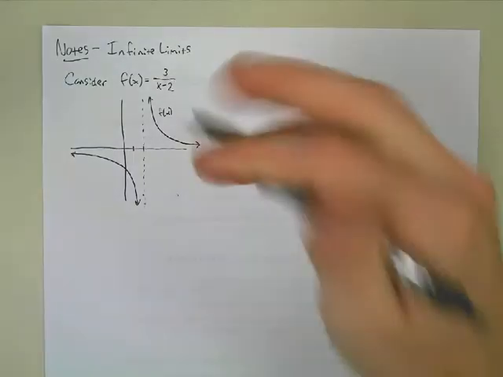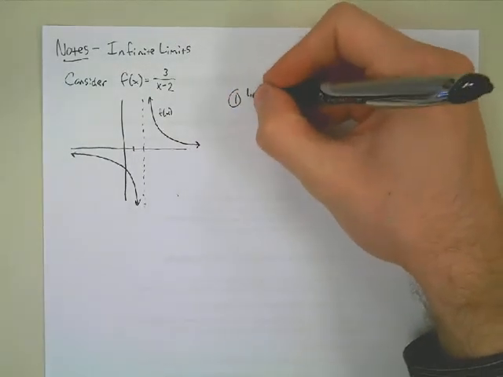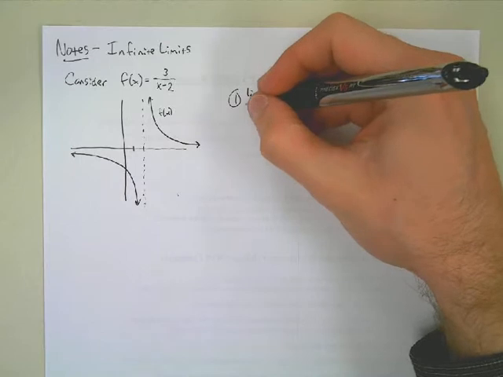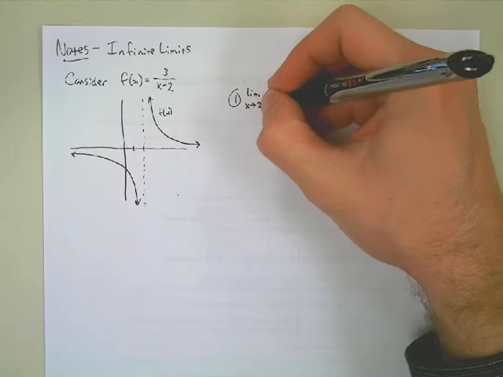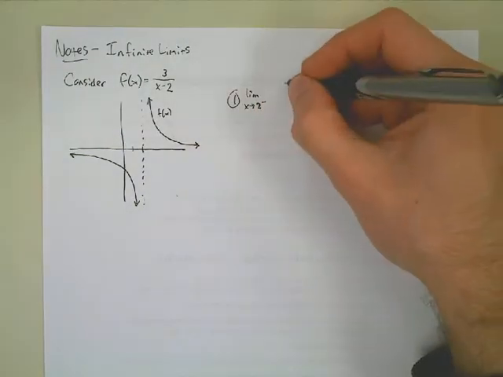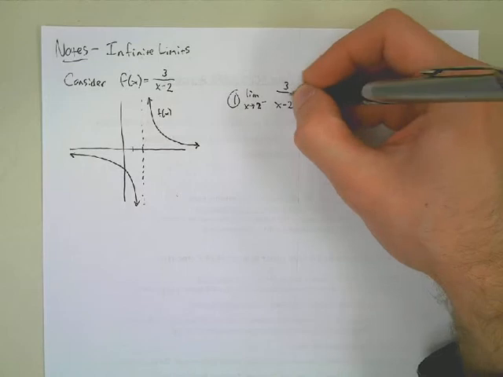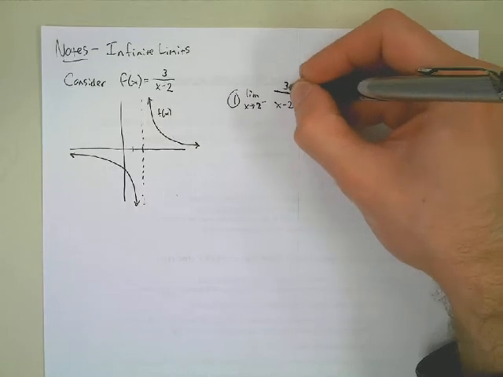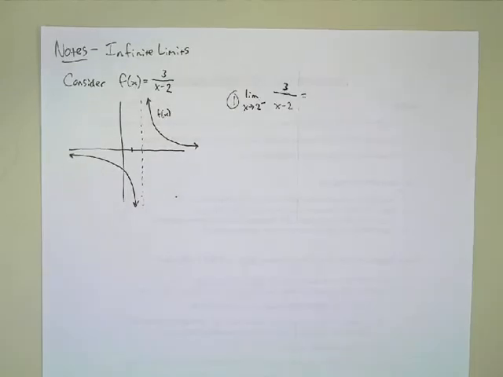Okay, so we're going to continue our examination of limits from one-sided limits, right? So, for example, let's consider the limit as x approaches 2 from the left of 3 over x minus 2. Okay. What could we say here is our limit? What is our limit as x approaches 2 from the left?